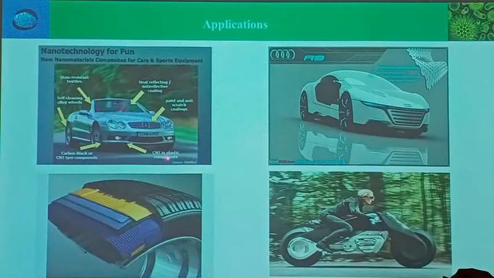Some carbon nanotube components or coatings, carbon black coating or CNT-type components are used for the fabrication of the tires, and there are some self-cleaning alloy wheels. These are some components used in the car by using this nanotechnology.